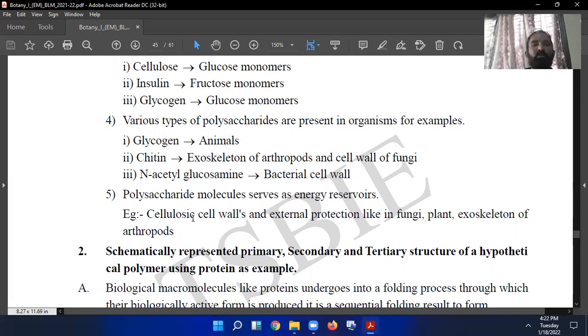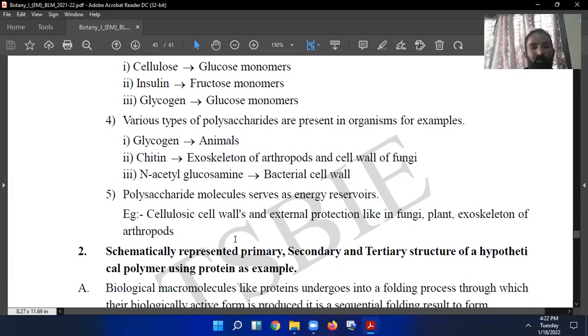So the cellulosic cell wall and external protective structures like those of fungi, plants, and the exoskeleton of arthropods are mainly made up of polysaccharides. So these are the main points regarding polysaccharides.